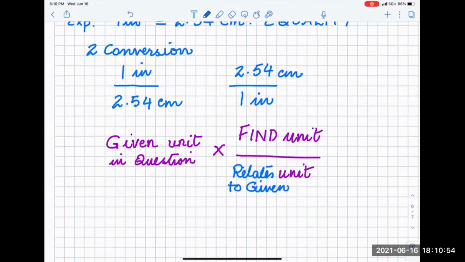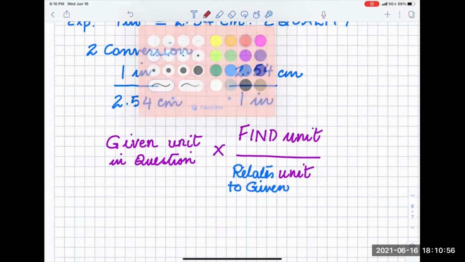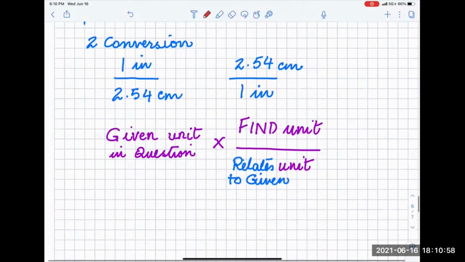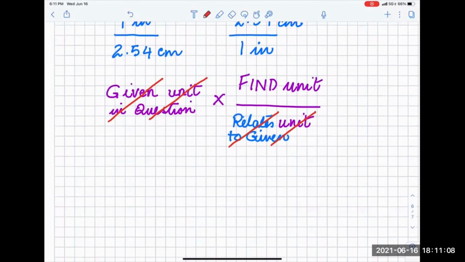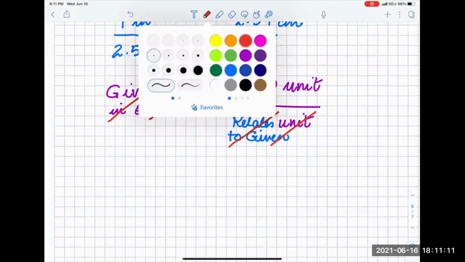And so why do you do this setup? The given unit and the one that relates to that given unit cancels out. We will look into this in some examples. So this way those cancel out and you get only the units that you need to find.